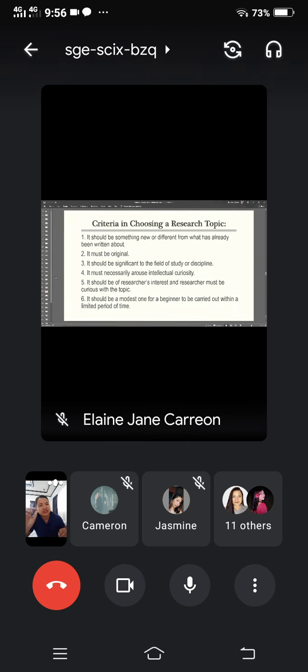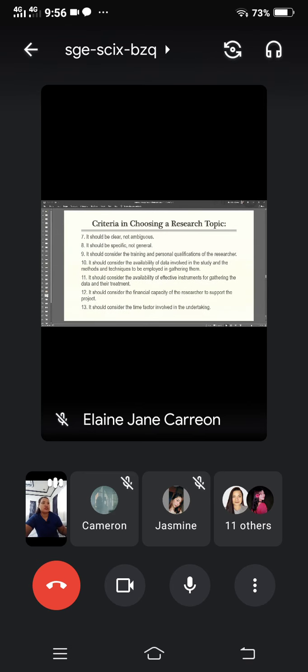So, dapat specific yung inyong problem. Okay? So, it should be clear, not ambiguous. Yan ang sinabi ko. It should be specific, not general. It should consider the training and personal qualifications of the researcher. You are very much qualified because you are senior high school students.